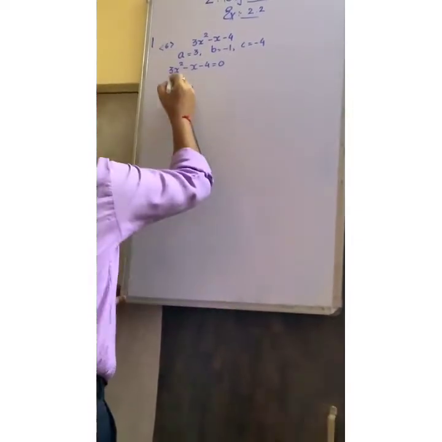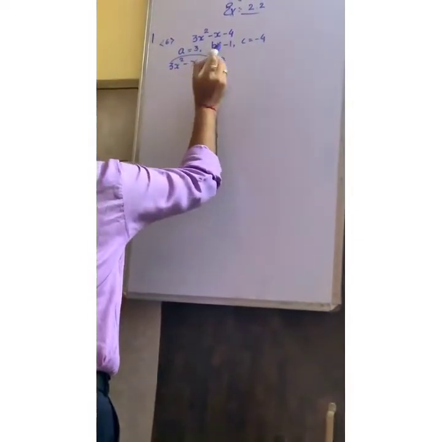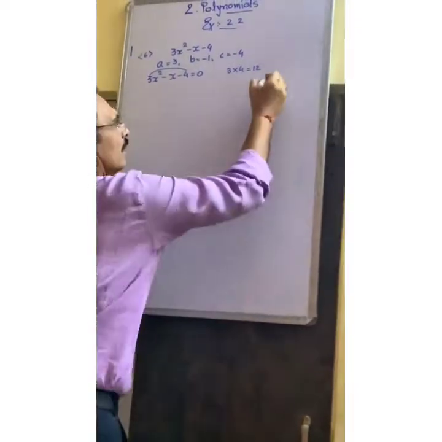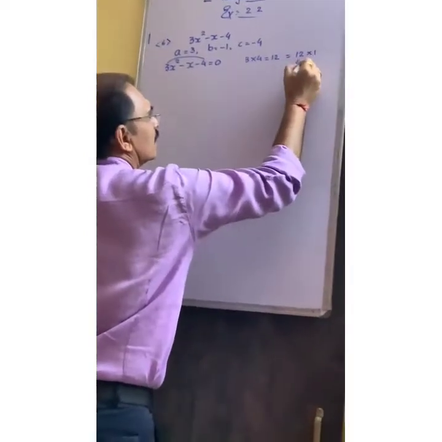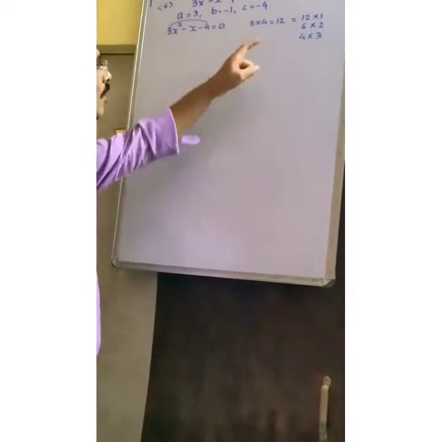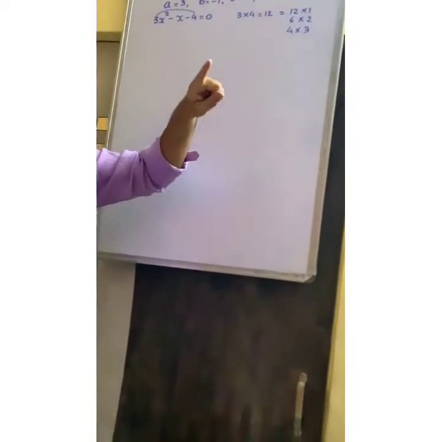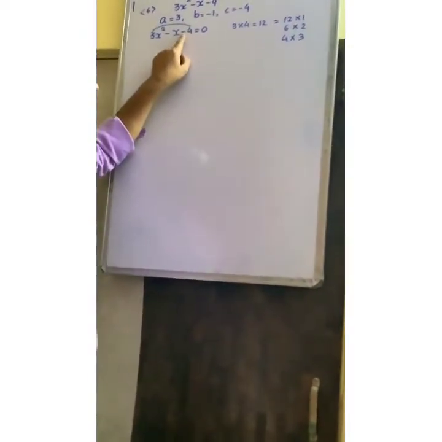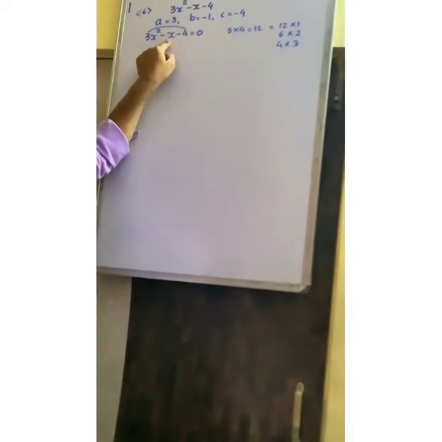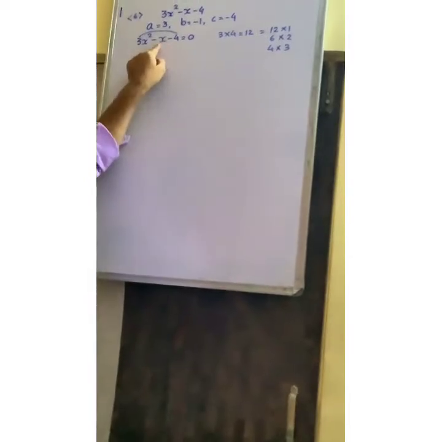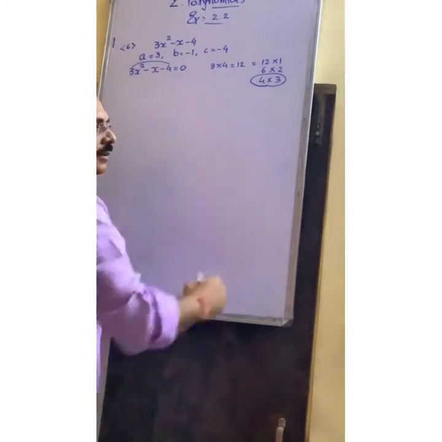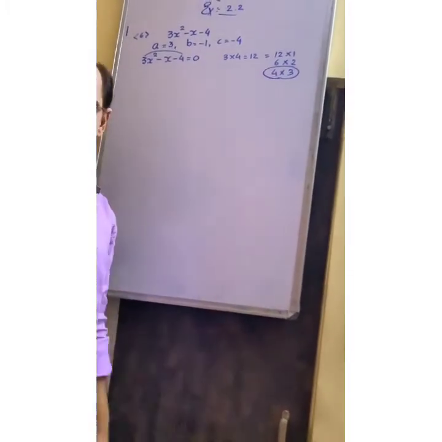Now factorize, quadratic, 3 fours are 12. Factors of 12: 12 ones are, 6 twos are, 4 threes are. Now, out of these three, select any one factor in such a way that, see the last term sign, minus. Minus means subtraction. Bring out middle term coefficient. Here, middle term coefficient is 1. So, bring out middle term coefficient by subtraction. So, this is the right factors. 4 minus 3 will be 1.